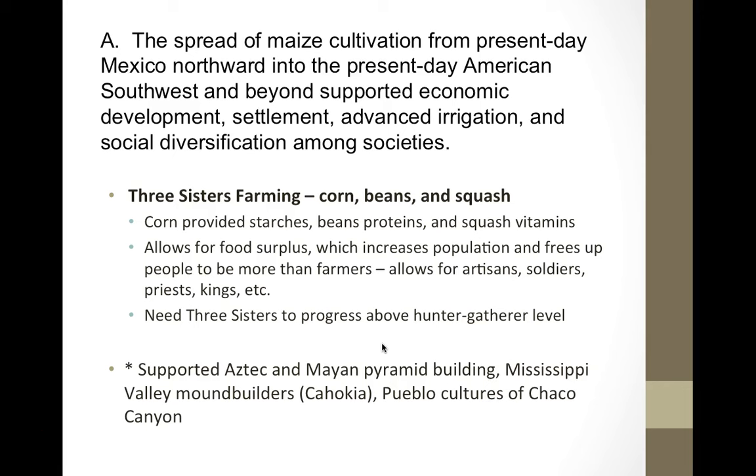Corn, beans, and squash. Corn gives you the starch, beans give you the protein, squash gives you the vitamins, all right? The most important part of the Three Sisters farming is it allows for a food surplus, which increases population, frees up people to be more than just farmers, all right? They don't just have to farm to survive, they can do other things. Artisans, soldiers, priests, kings, etc., etc., etc. And you need to have this type of farming, this type of ability to grow food to progress above the hunter-gatherer level, which people are going to.